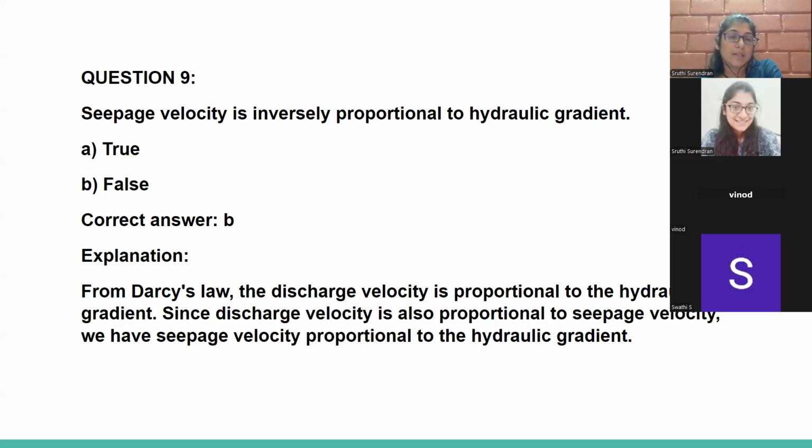Seepage as well as discharge velocity are directly proportional to the hydraulic conductivity and hydraulic gradient. So in this case, option B, the statement is false.